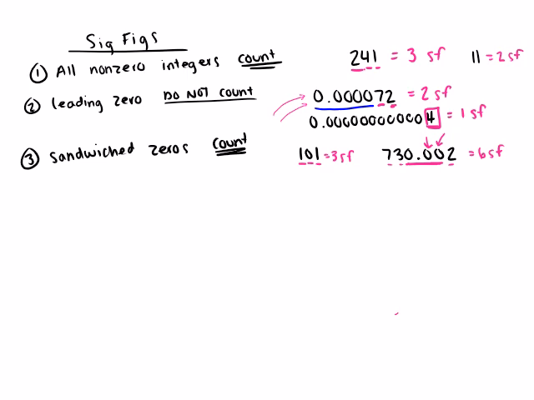Okay? Rule number 4. Trailing zeros count if, this is a big if, there's a decimal. Trailing zeros count if there's a decimal. So let's go through a couple of examples.